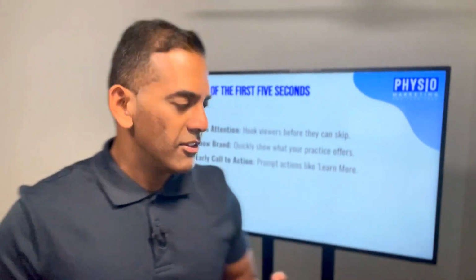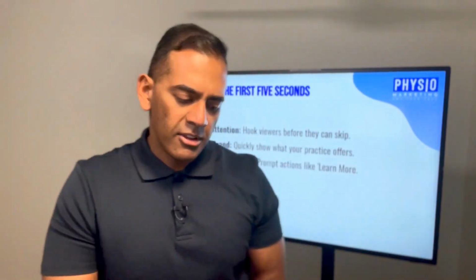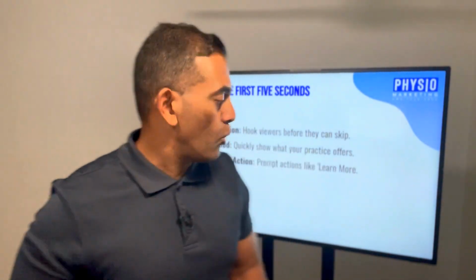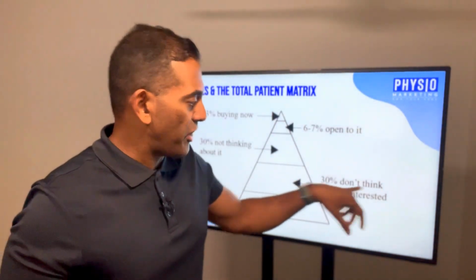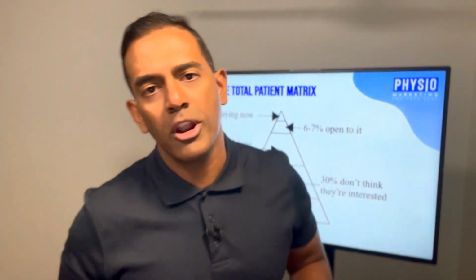And the other one is early call to action. What typically works, again, depends on the place in the total patient matrix where you are, depends on what call to action you have on the ads, right? So obviously, for people who are in the 30%, they think they're not interested. You don't want a call to action saying, buy with us, they're just going to find that a bit weird. They're going to bounce off. You want to have learn more. Okay, I didn't know this, but let's learn more about it.